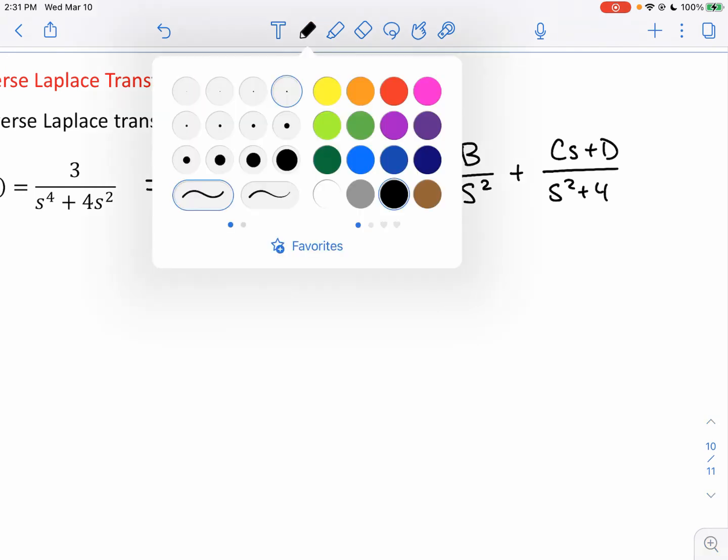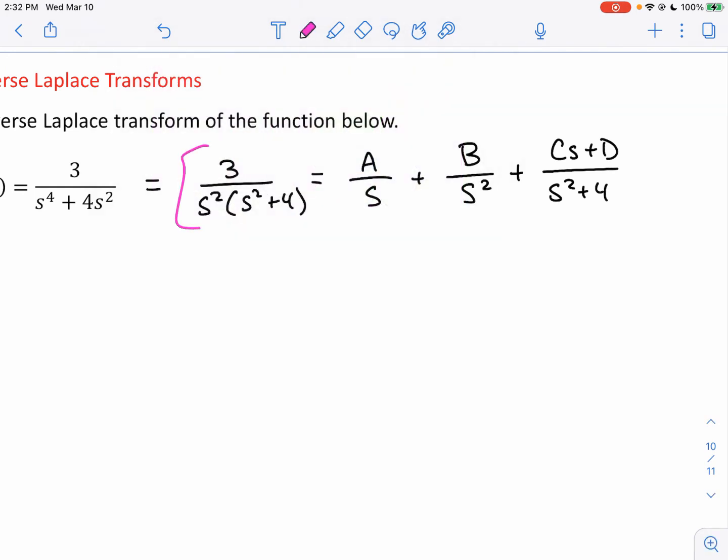Now we get to do a multiplying both sides by the original denominator, which is s squared times s squared plus 4, and distributing it. Right, so s squared times s squared plus 4, everything's going to cancel, and then multiply here, here, and here, and do all your canceling.